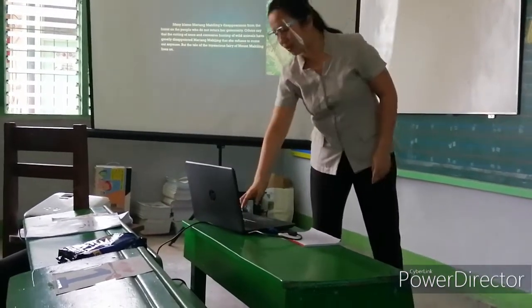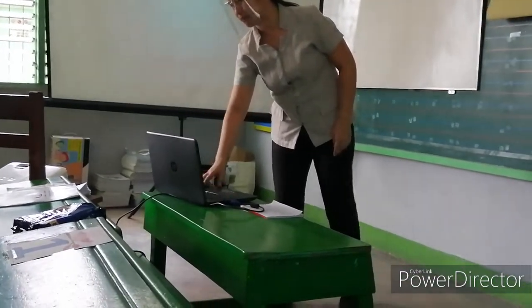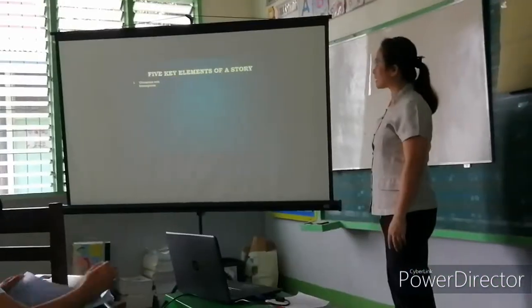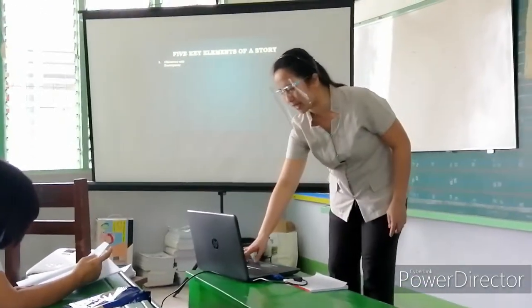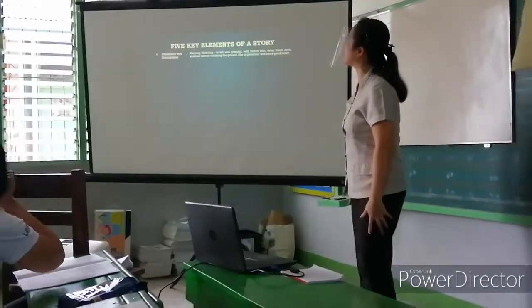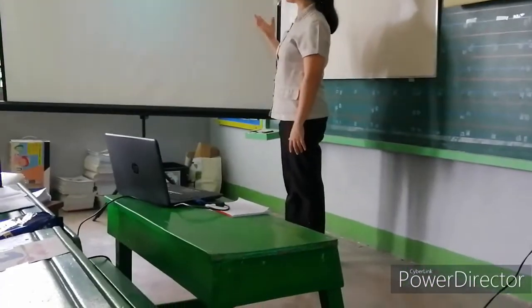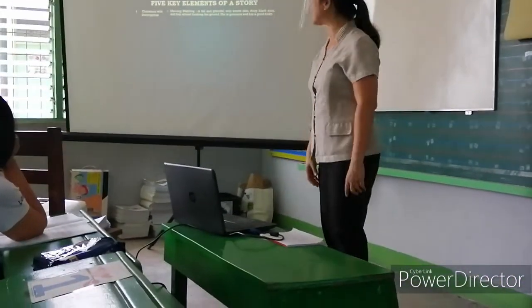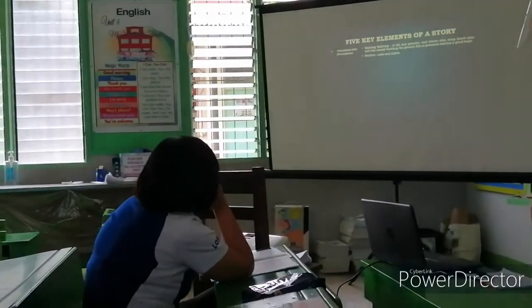Okay, now let us develop the five key elements of a story. From that story, who are the characters? And let us describe them. Maria Magdalene. Okay, how can we describe Maria Magdalene? Tall and graceful, with brown skin, big black eyes, and hair almost touching the ground. She is generous and has a good heart. Who else? Who else is the character?